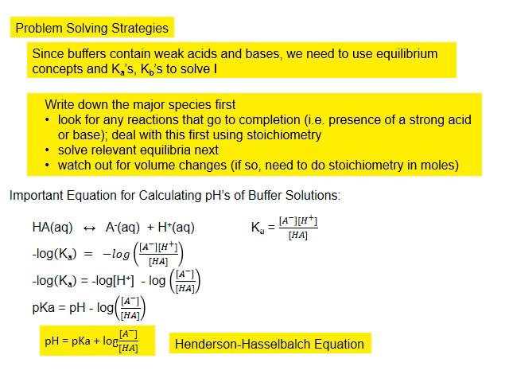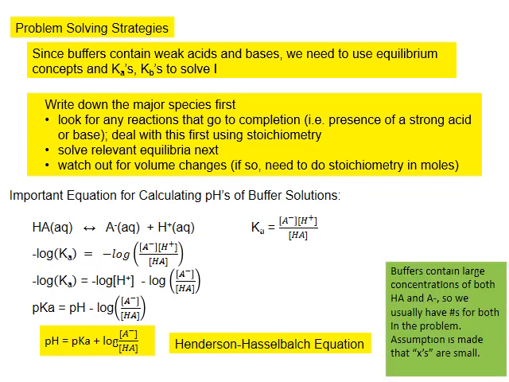Why is this equation so powerful for buffers? And if it's so great, why haven't we been using it all along? When you're dealing with a buffer solution, you typically know the concentrations of both weak acid and conjugate base components, the HA and A-. And so we can easily solve for the pH of the buffer using this equation.